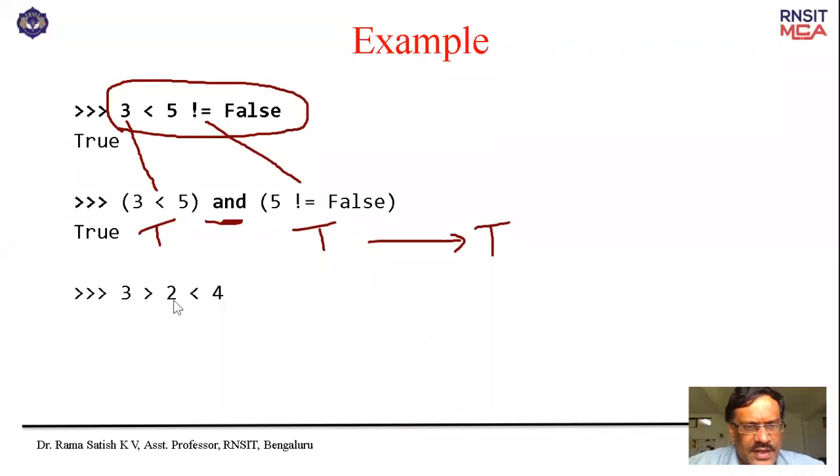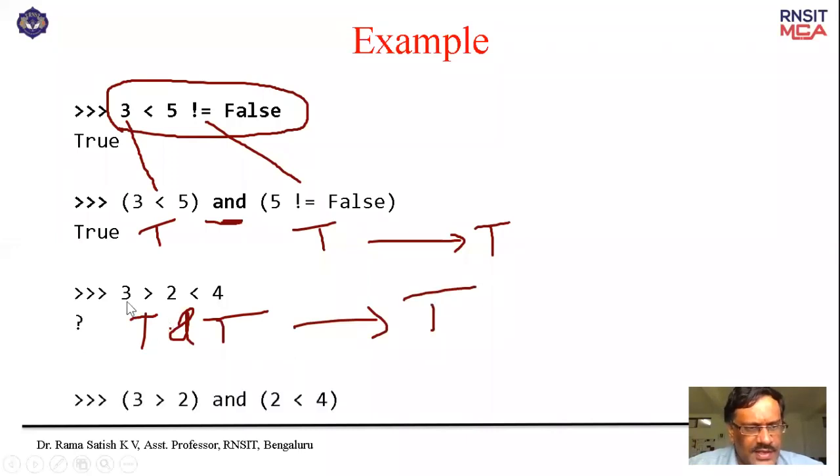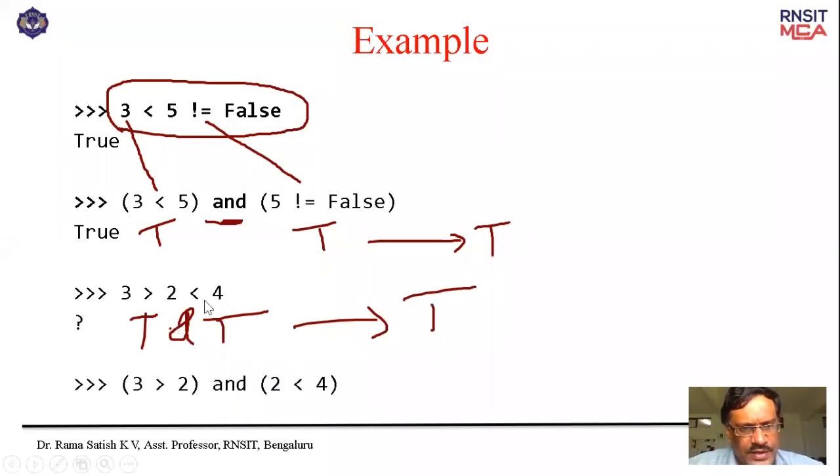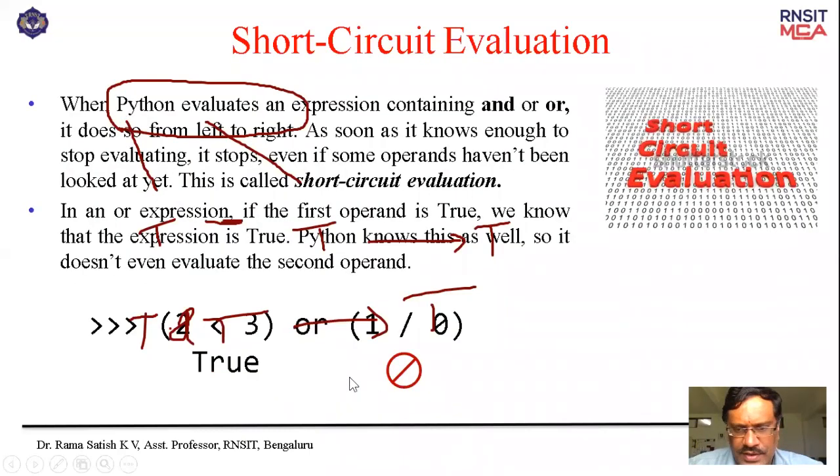3 is greater than 2, yes, definitely it is a true value. 2 is less than 4, yes, it is also a true value. And in between you have the AND operator. So true and true is always true. Yes, it's correct, so the answer is correct. It's the same as 3 is greater than 2 and 2 is less than 4.